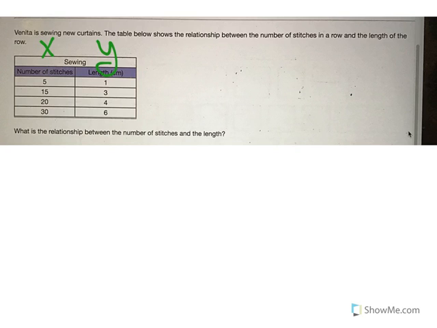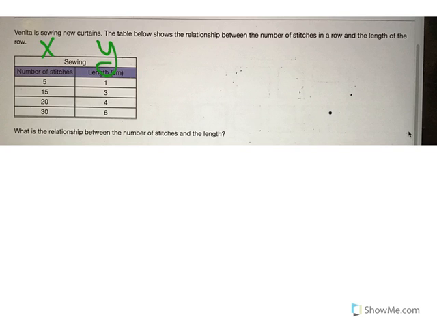How do I go from X to Y? On the previous problem, how did I go from yards of fabric to total cost? Multiplied by $1.75. So how do I go from 5 to 1, 15 to 3, 20 to 4, 30 to 6? So that's what we're going to be figuring out on this problem. So now obviously there are multiple ways I can look at this.